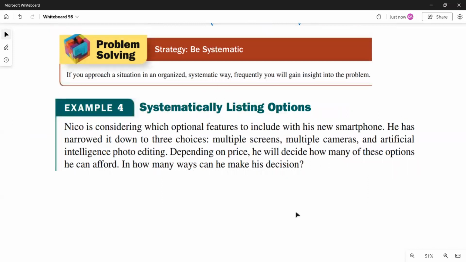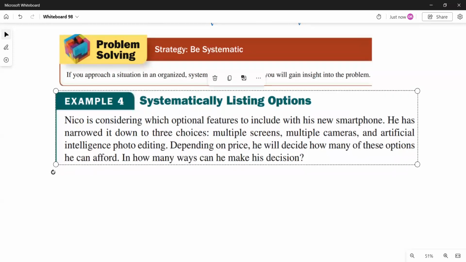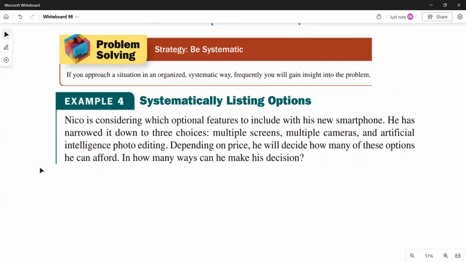Okay, Nico is considering which optional features to include with his new smartphone. He has narrowed it down to 3 choices: multiple screens, multiple cameras, and artificial intelligence photo editing. Depending on price, he will decide how many of these options he can afford. In how many ways can he make his decision? So we're going to use strategy 2 in the process. We're going to organize the information, but we're also going to give names to unknowns.